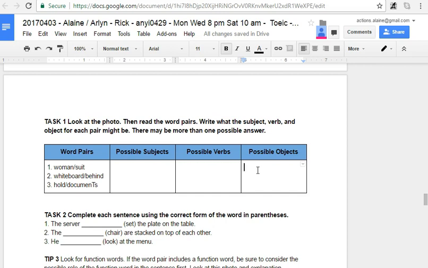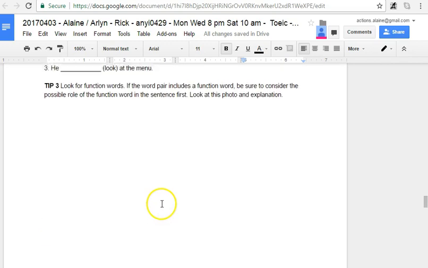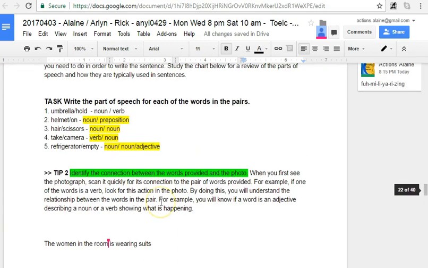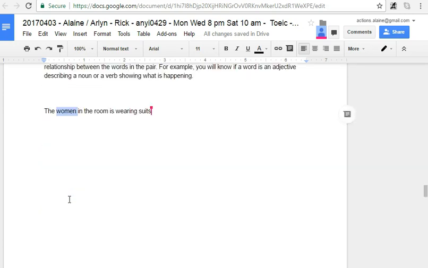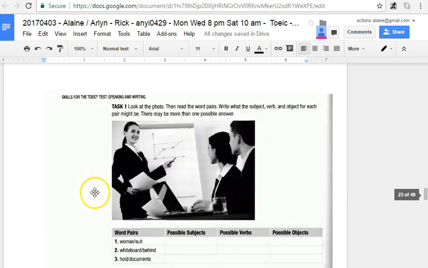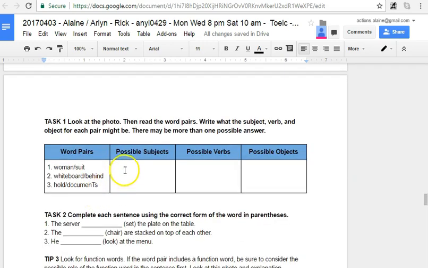Did you type in your answers? Yeah, I typed in page 22. Oh, okay. So here, your answer, for example, the woman in the room is wearing suits. Now, categorize: the woman is the subject, wearing is the verb, and the possible object is the suits.